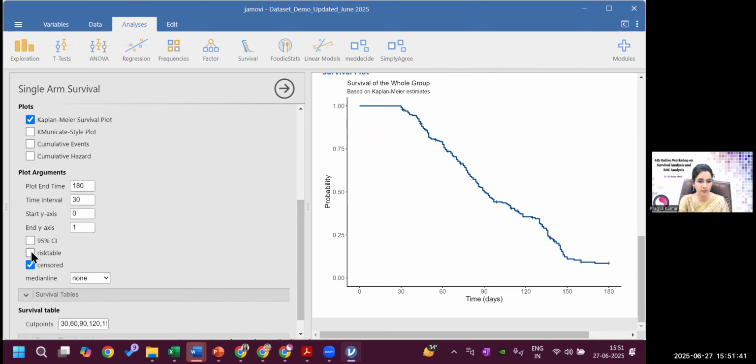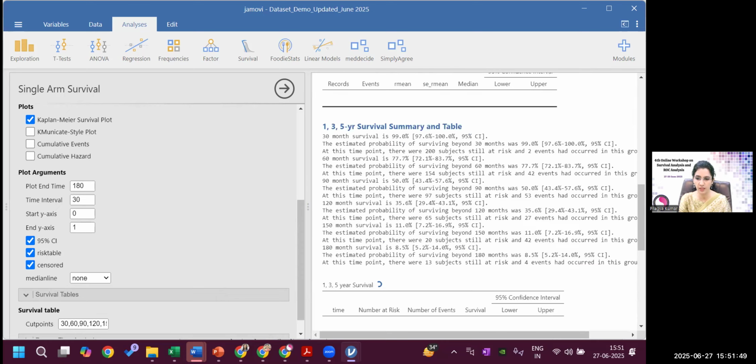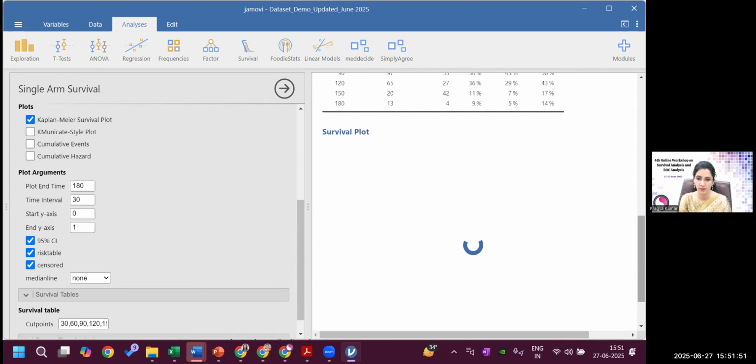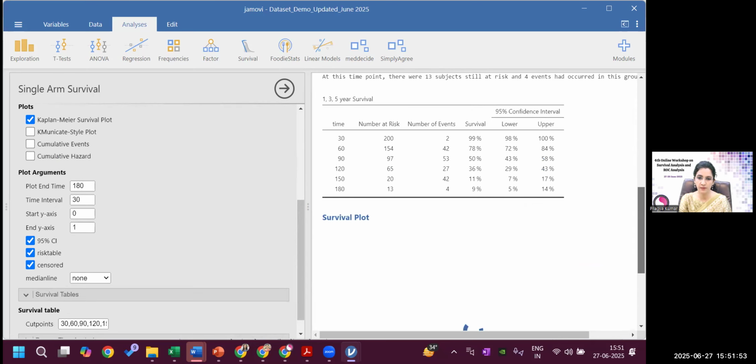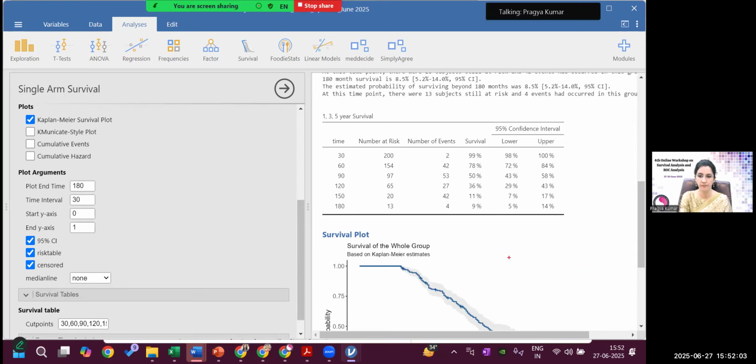Then you can have a risk table also. In the plot, if you want to have 95% CI, then you can have that also. So it gives you the survival plot. It gives you the time at 30, what was the number at risk, total number of events, and what was the survival. So you can see the survival was decreasing with time.